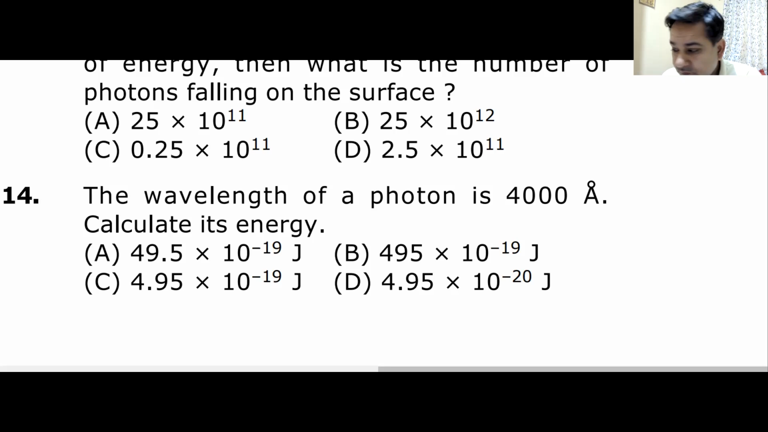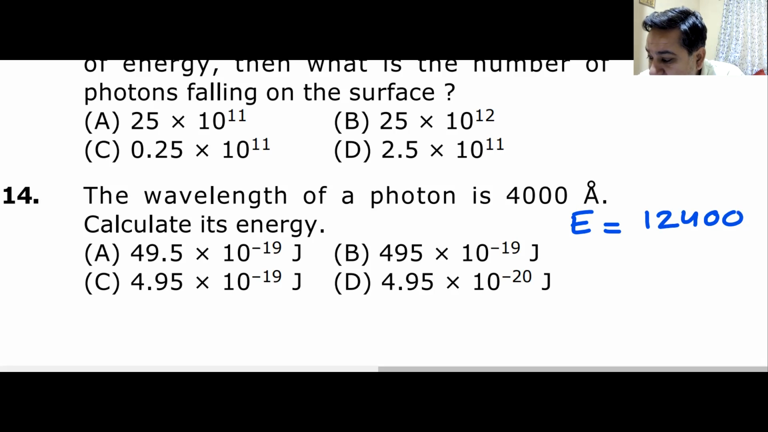E is equal to 12,400 by wavelength. Just give me some time, I am not as fast as you guys. So I just put the formula: E is 12,400 divided by lambda. Lambda has to be in Angstrom units. The good thing is lambda is given in Angstrom units, so I don't have to do anything. So I just divide it by 4,000.